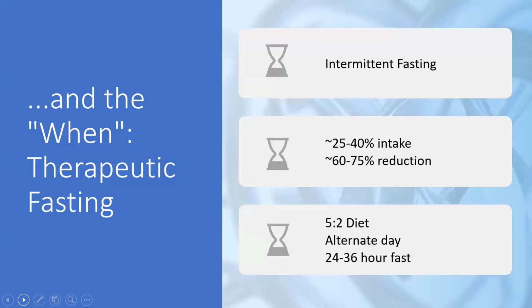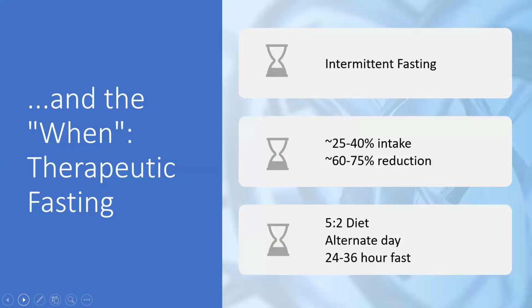Now, intermittent fasting is the umbrella term. And when we say fasting, it doesn't necessarily mean that you're not going to eat anything for that day. You could take between 25 to 40% of your usual intake, or another way to look at it is you would reduce your intake by about 60 to 75% of your usual. And then you can do that in different patterns, such as a 5-2 diet, which means for 5 days a week, you're eating as usual.